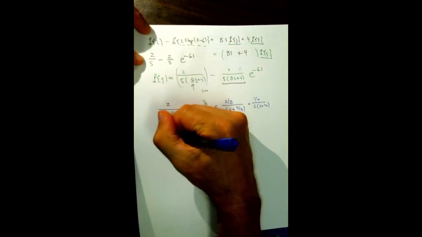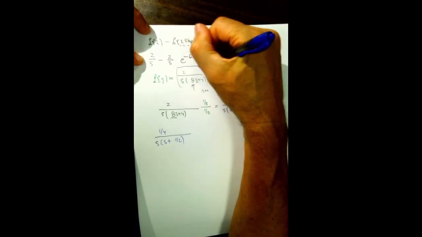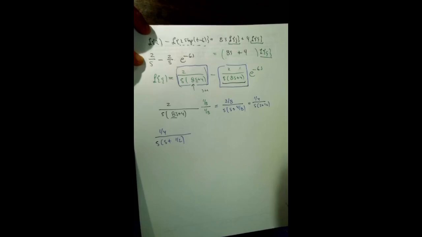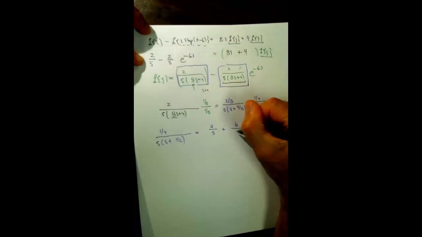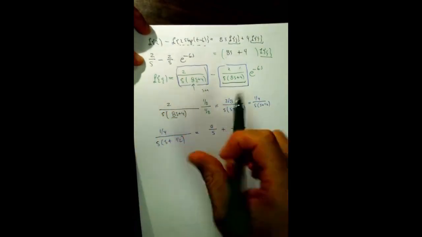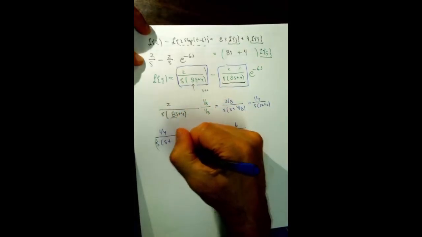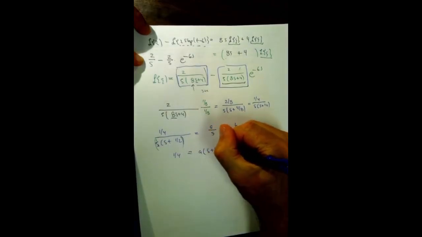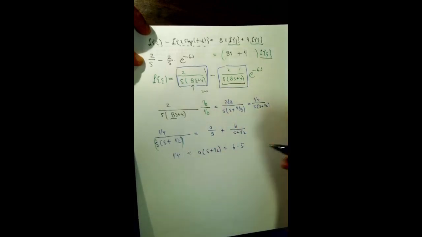1/4 over s times s plus a half. And note, this is equivalent to this term here and this term here. So I can use this in both of those. It's going to be a over s plus b over s plus a half. So I'm going to multiply both sides by this denominator. That'll give me 1/4 is a times s plus a half plus b times s.